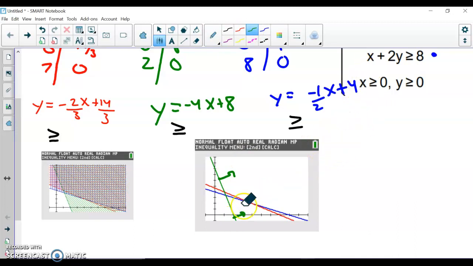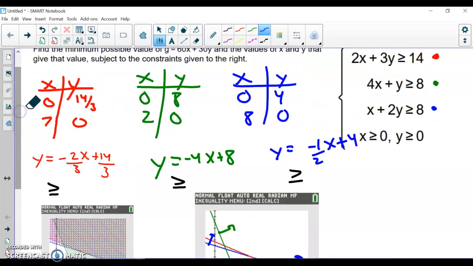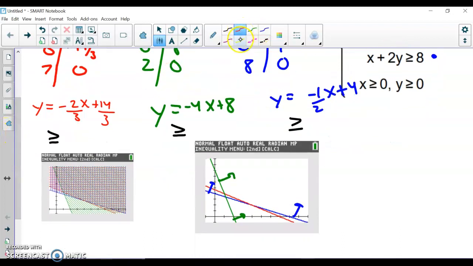Same is true with the blue. If I plug in 0, 0 into the blue equation, I get 0 plus 2 zeros, which is still 0. So 0 is not greater than or equal to 8, and here's the point 0, 0, so I want to shade on the other side, which is, again, to the right or above the blue. And then if we do the same thing for the red equation, you plug in 0, 0, you get 0 is greater than or equal to 14. Again, that's a false statement. If it was true, we would shade towards it. But since it's false, we want to go away from this point 0, 0.